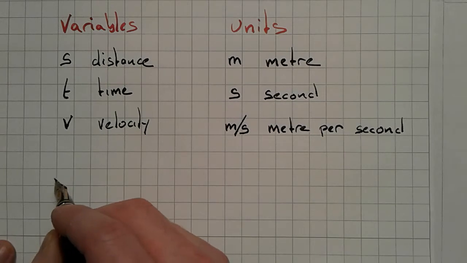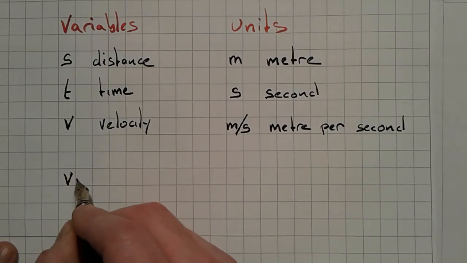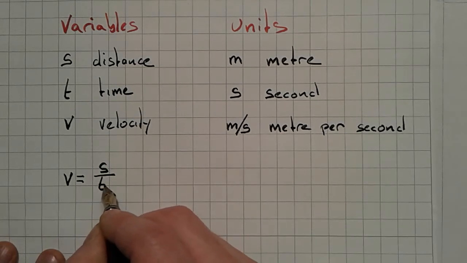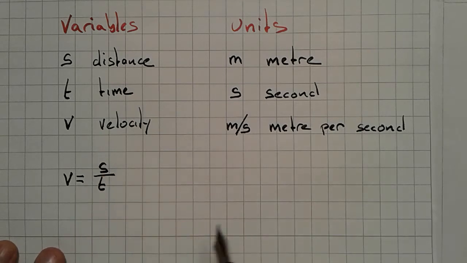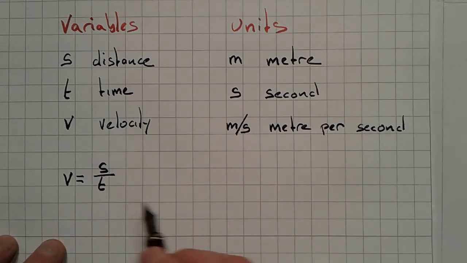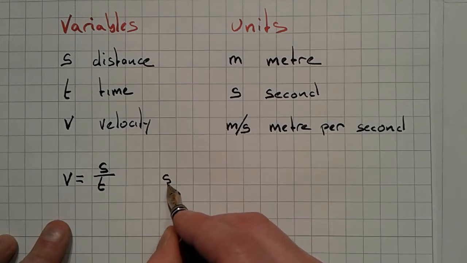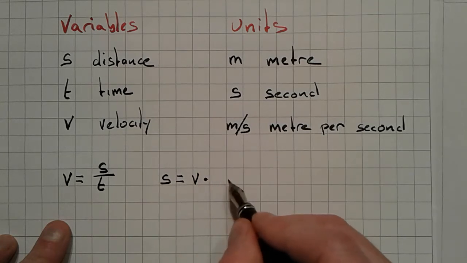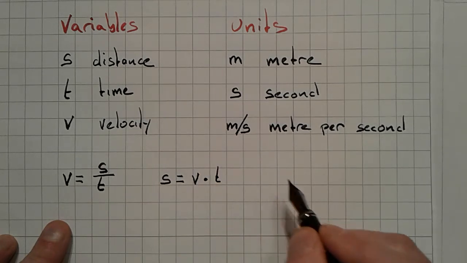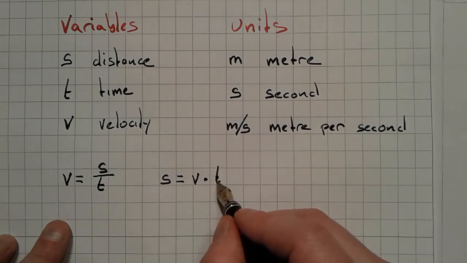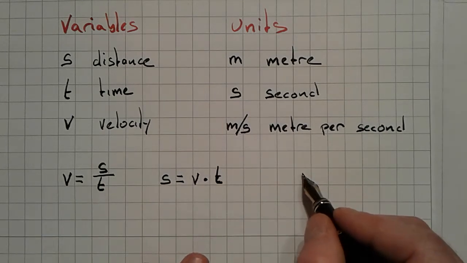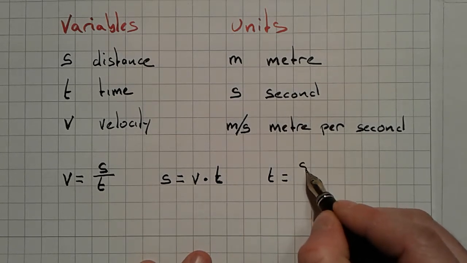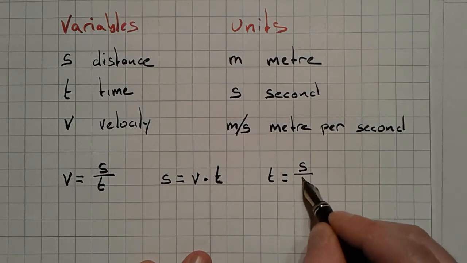Now, the formula to calculate velocity is V equals S over T. Make sure you write it like a fraction. If we want to calculate the distance, S, then we have to take the velocity and multiply that by the time. So S is V times T. And if you want to calculate the time, you take T equals S over V.